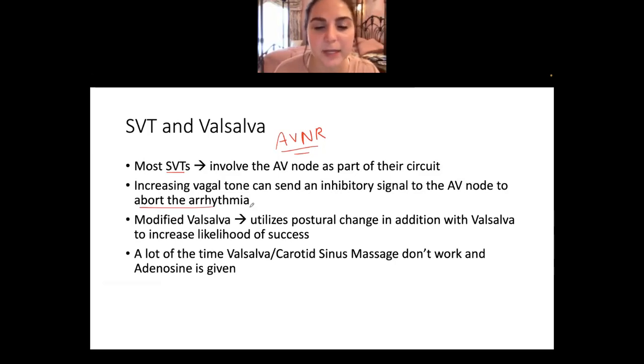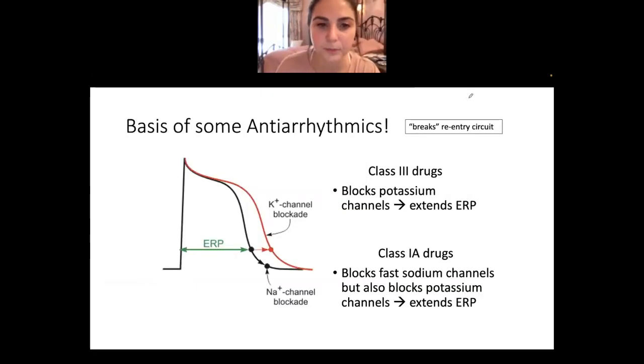With the modified Valsalva, we talked about this, the venous return just increases. A lot of the time this doesn't work, especially the carotid sinus massage, which really doesn't work. And then you just give adenosine, or an antiarrhythmic, and we'll talk about it. Adenosine is really good at slowing AV nodal reentrant tachycardia. It's really good at increasing vagal tone on the AV node, so a lot of the time that's given. You can also give digoxin if you really want to, or a beta blocker or a calcium channel blocker. They usually all increase parasympathetic stimulation to the AV node.